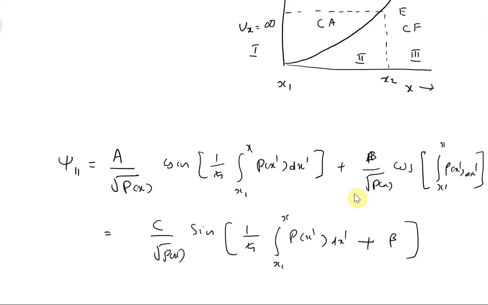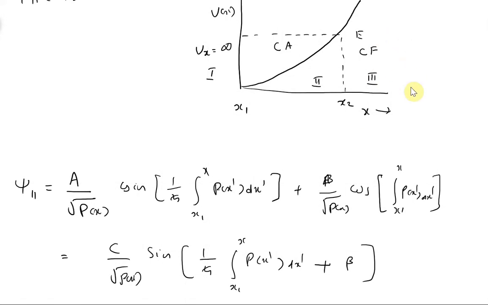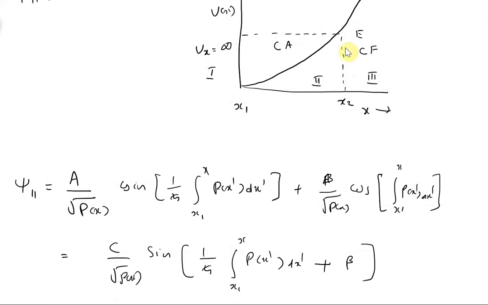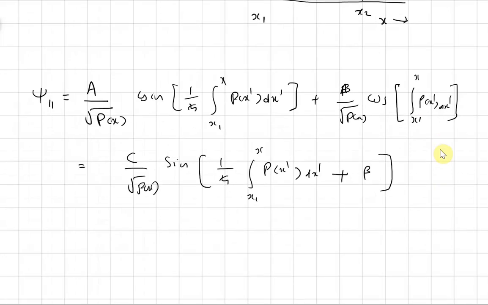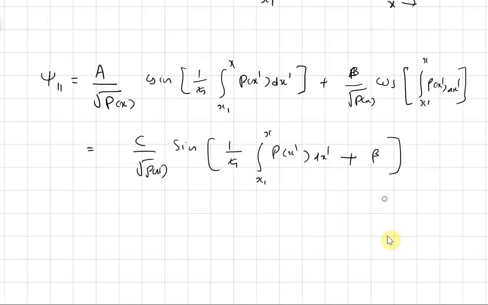Okay. So why I'm taking sine here is that from sine I can connect with an exponentially decaying solution, and I know that the solution in region 3 is an exponentially decaying term. So to connect them with the connection formula, I need sine here.